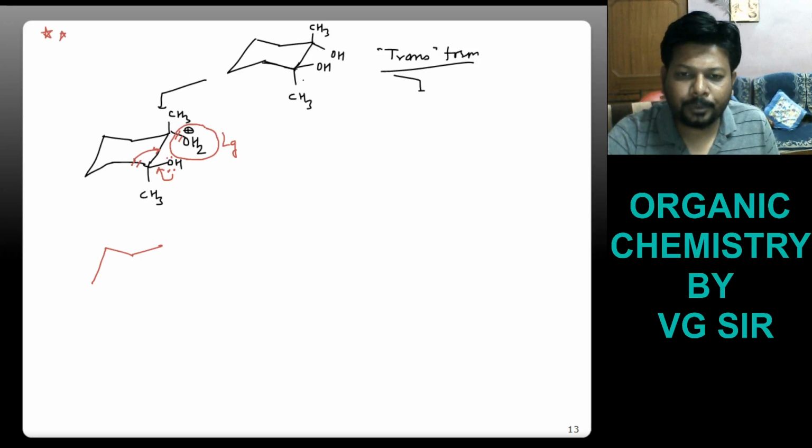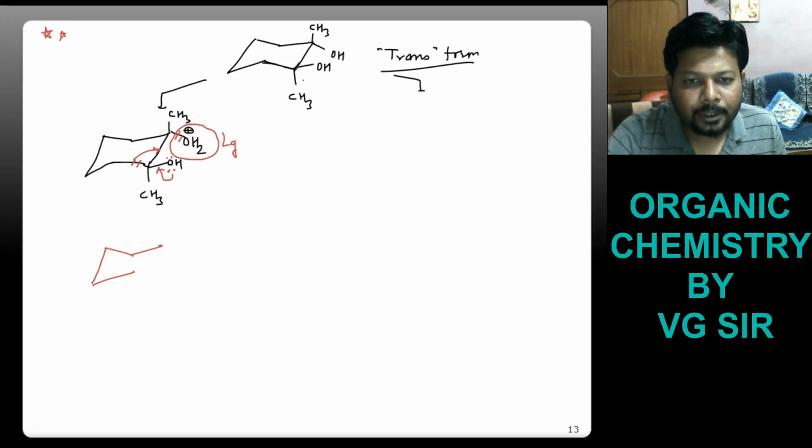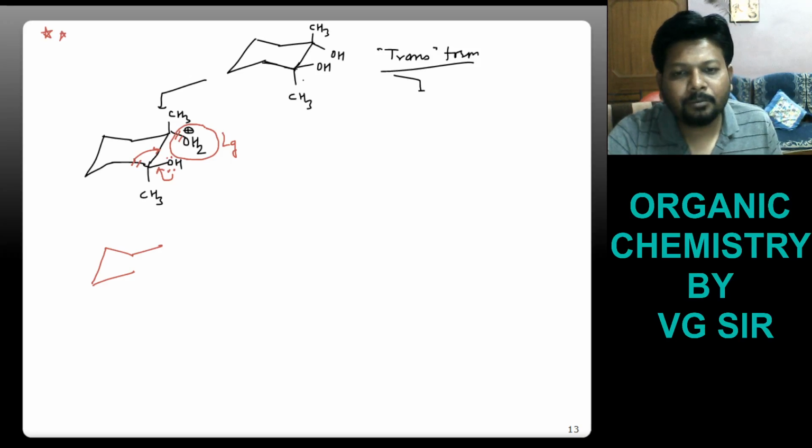So what will happen? Try to understand. See, this group is going over here, and this lone pair is coming over here, and this is the leaving group which is leaving the molecule. So it will be converted into a 5-membered ring.